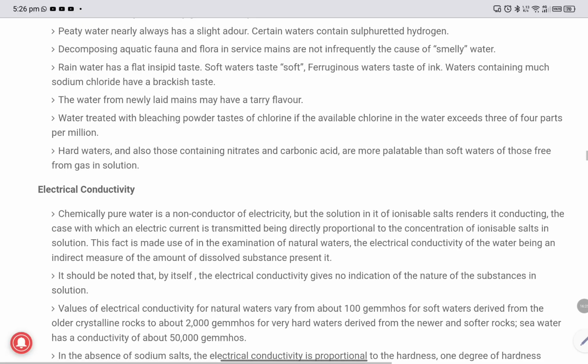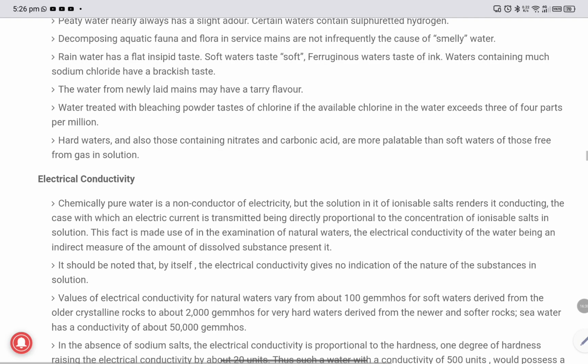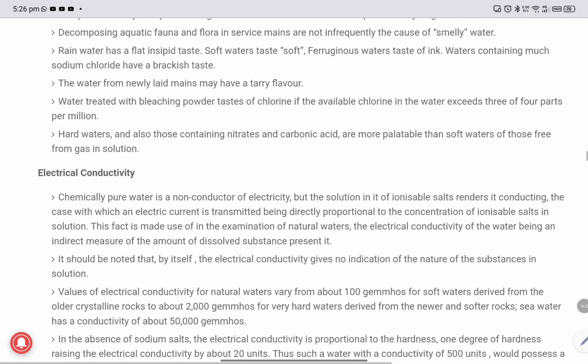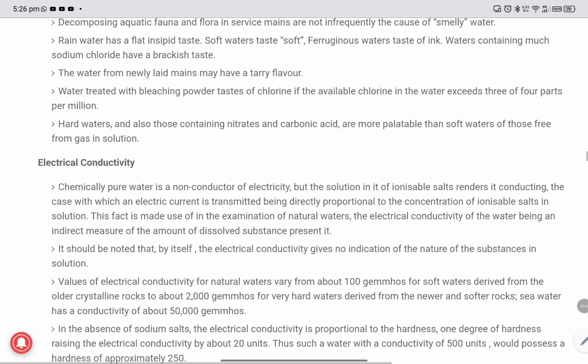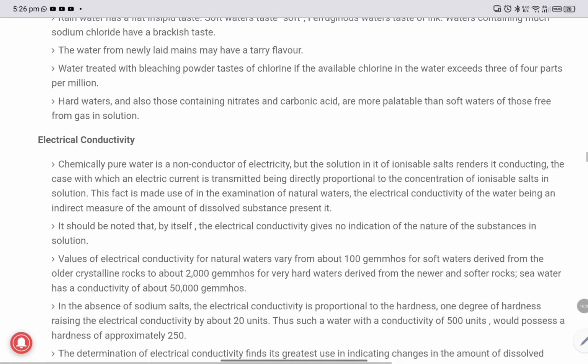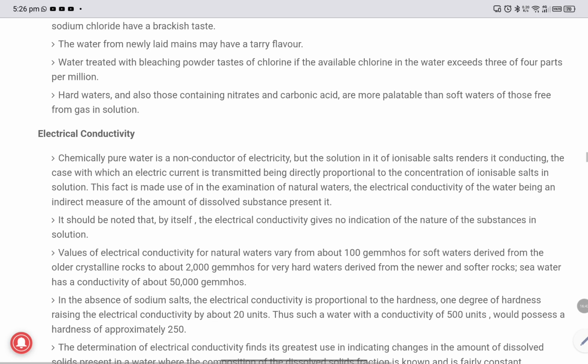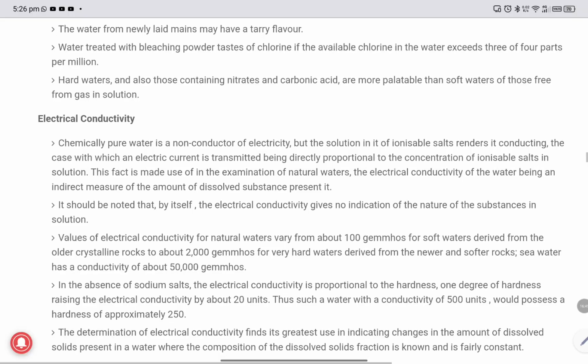Water treated with bleaching powder tastes of chlorine if the available chlorine in the water exceeds 3 or 4 parts per million. Hard waters, and also those containing nitrate and carbonic acid, are more palatable than soft waters or those free from gas in solution.